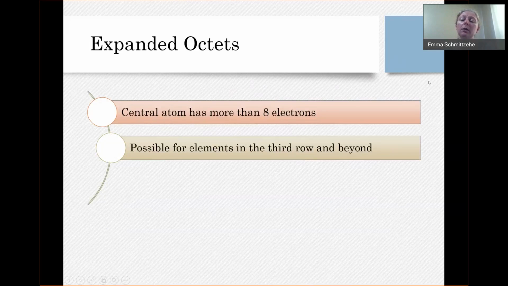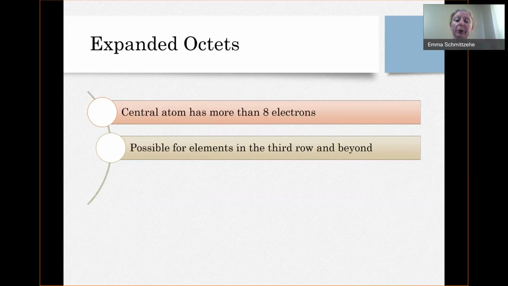Now, this is going to be possible, like I said, for central atoms, but only if those atoms are of an element that is on the 3rd row or beyond on the periodic table. Okay, so the 3rd period or below. If it is a 1st period element or a 2nd period element, it absolutely cannot have more than 8 electrons. Actually, 1st period can't have more than 2 because that's hydrogen and helium. And those are super tiny atoms, and so they cannot take on more electrons.